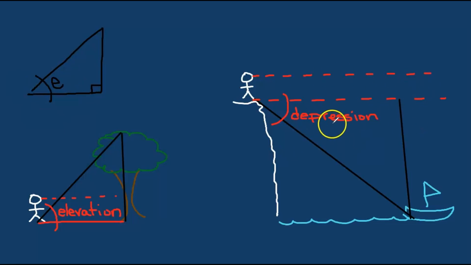When we go to draw a triangle for the angle of depression, we can draw a triangle that looks like this. And our angle of depression is from here. So this is how we know which angle and which triangle we're going to be using from the drawing.